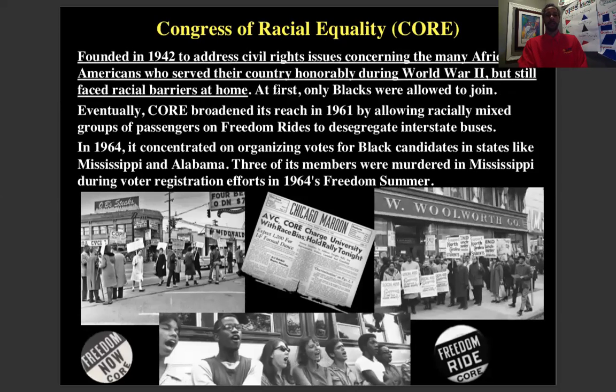CORE, or the Congress of Racial Equality, was founded in 1942 to help African-American veterans of World War II who had been honorably discharged. At first, it was just a black organization, but eventually they integrated. In 1961, they began Freedom Rides, which were aimed at desegregating interstate buses. They also focused on organizing for black candidates in southern states, such as Mississippi and Alabama. Three members were murdered in Mississippi during the Freedom Summer of 1964.